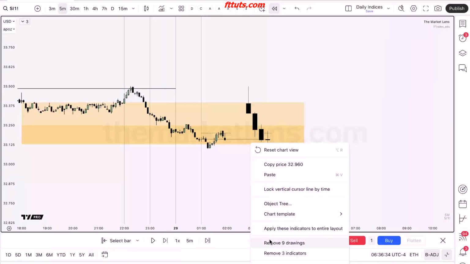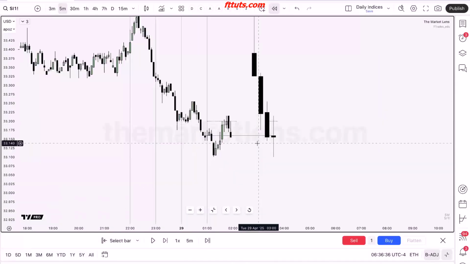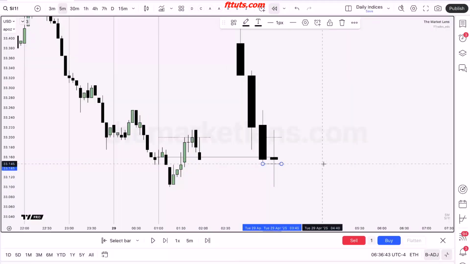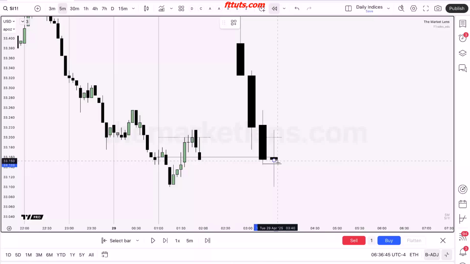So I'll come down here, I'll remove my drawings. We have what? Our candle closure. I can mark that out. And then I want to mark out 0.5 of the wick. This is kind of a doji candle, which is less preferred.